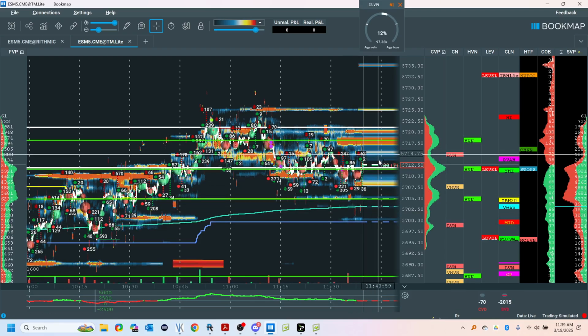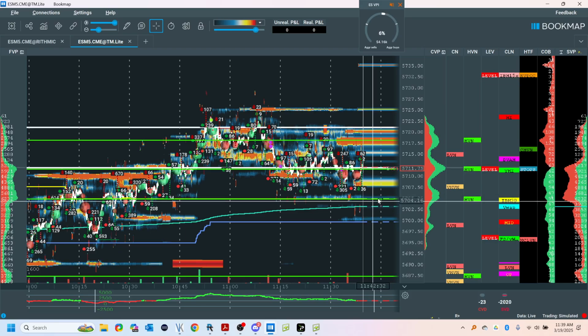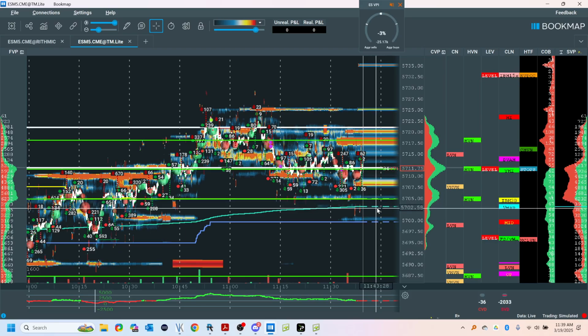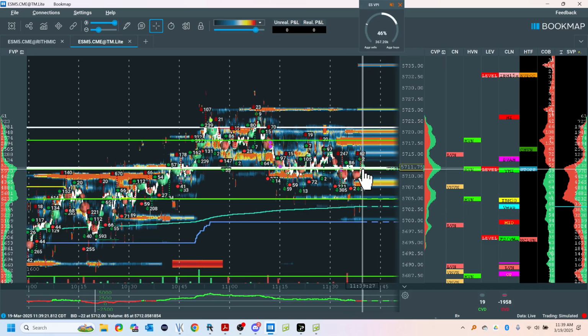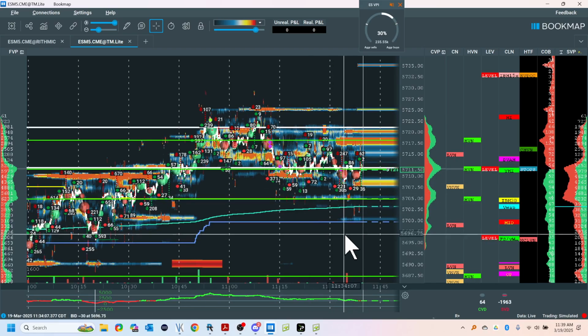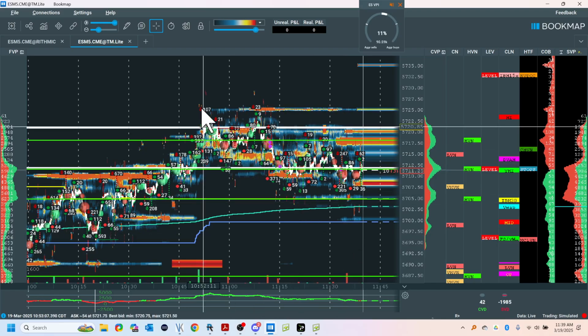So if you come down to the VPOC, which is the mean, the stops are going to be here and here. And it's possible, that's all I know, possible to come under here for stops. And now we're current, basically. You guys have any questions?